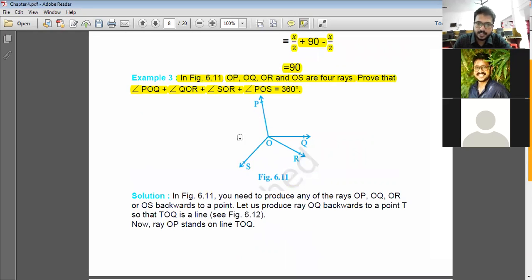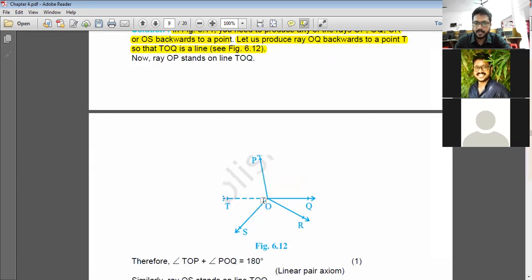First of all, we have to extend any of these rays to form a line. Here we are going to produce the ray OQ backwards to a point T, so that TOQ is a line like this. We are producing ray OQ backwards so that it becomes a line TOQ, and ray OP stands on the line TOQ. Clear?